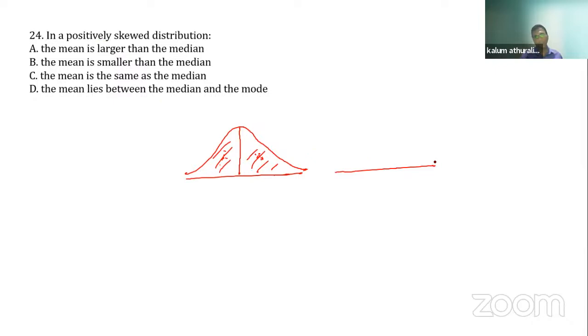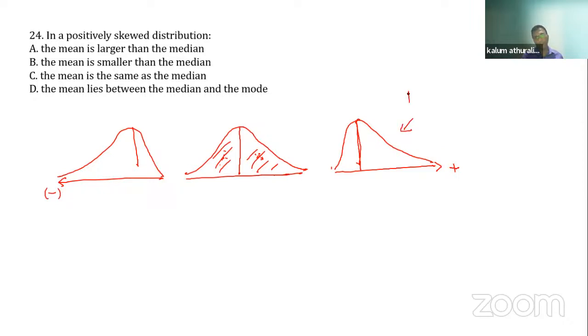Then sometimes positively skewed. The positive of this axis, this side is positive. Then the distribution is skewed like this. This is called positively skewed. Then the distribution is skewed like this. The longest tail goes to the negative side. This longest tail goes to the positive side. This is called positive, negative, sorry, positively skewed. This is also negatively skewed. This is symmetry.